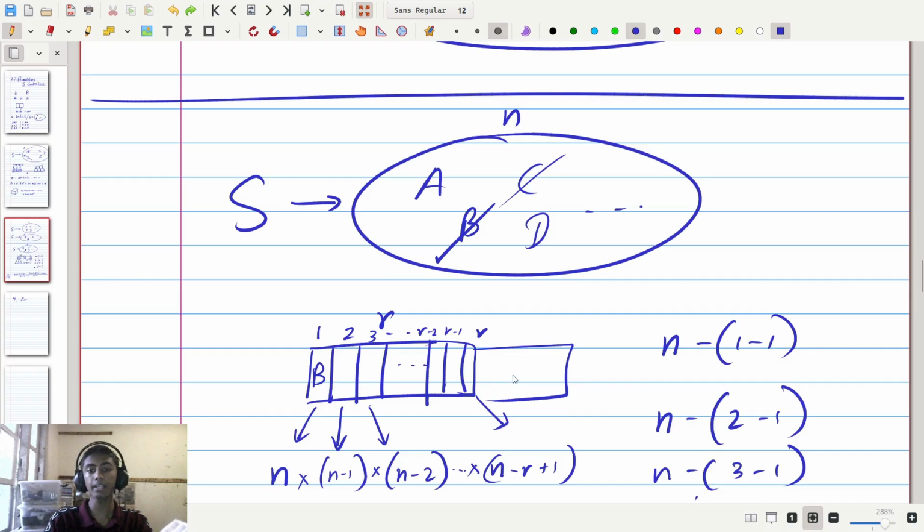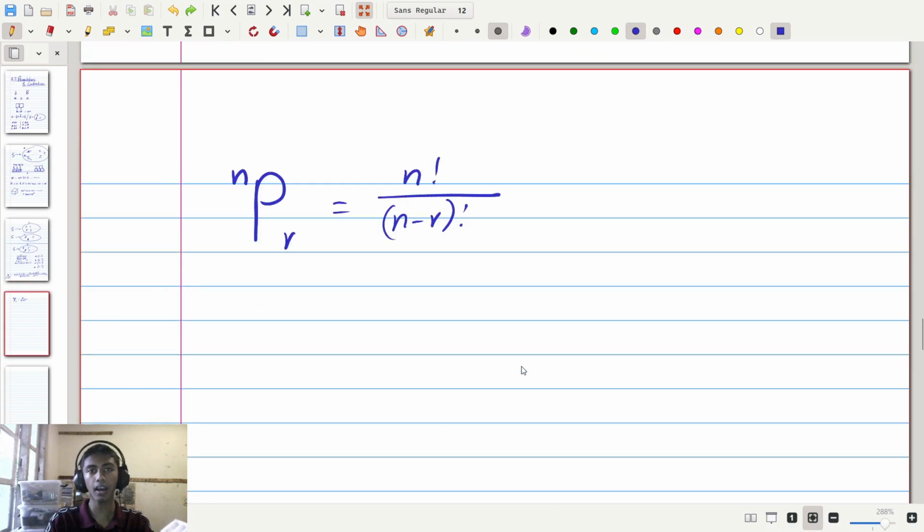So given that, the meaning of nPr is to find the total number of permutations of subsets of size r that could be created from an initial starting set of size n.